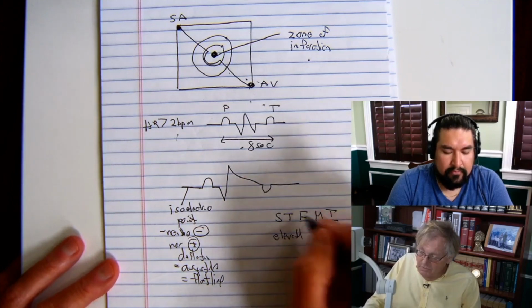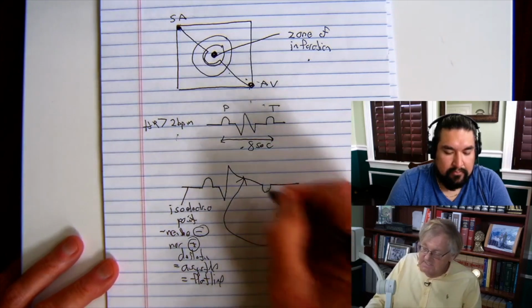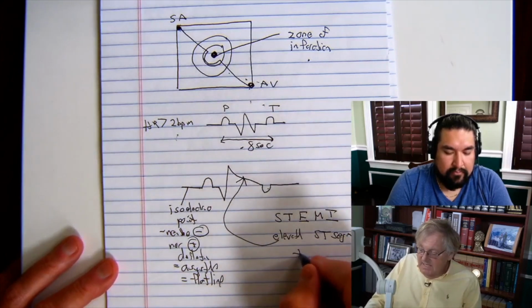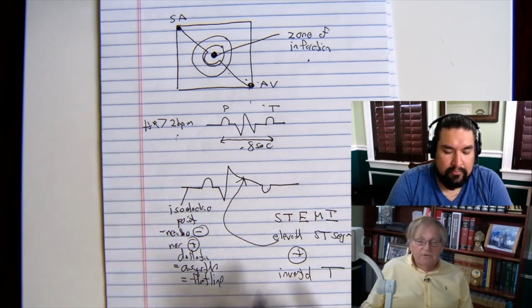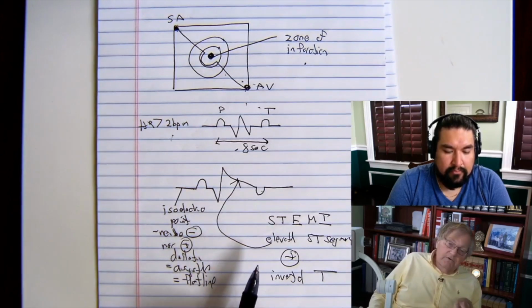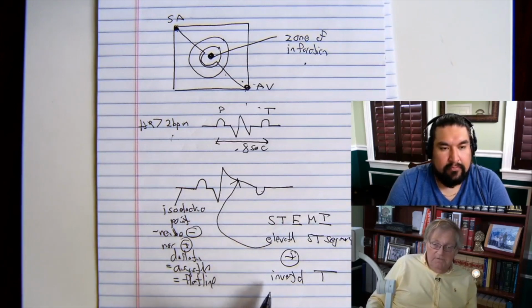And that's the slope that I'm seeing right here. And then since that's the T wave plus an inverted T wave, therefore that is your classic heart attack or STEMI: elevated ST segment, inverted T wave.